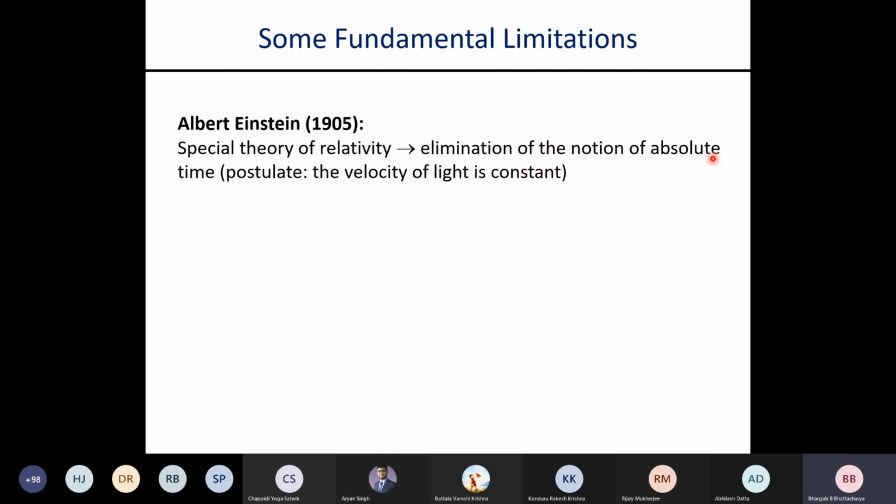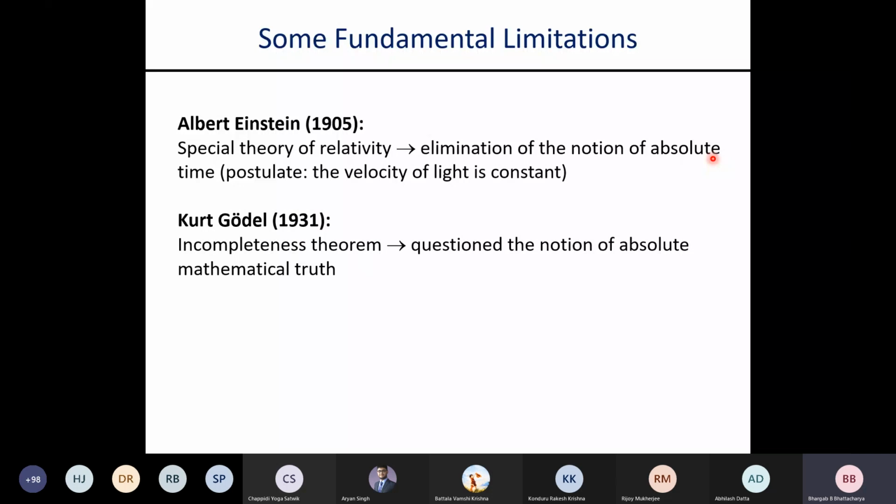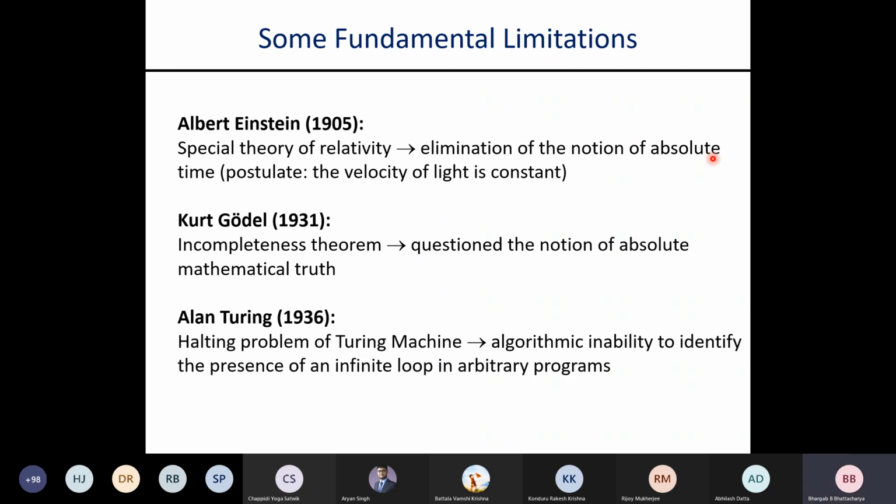So there are some fundamental limitations in every discipline. For example, in special relativity, introduced by Einstein in 1905, what he did is the elimination of the notion of absolute time, based on the postulate that the velocity of light is constant. Gödel introduced the incompleteness theorem, which questioned the notion of absolute mathematical truth. And in a similar tune, Alan Turing introduced the halting problem of the Turing machine, which is the algorithmic inability to identify the presence of an infinite loop in arbitrary programs.